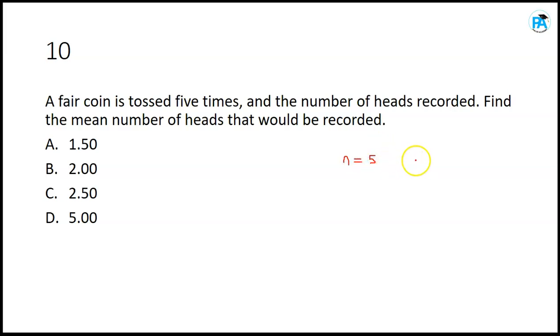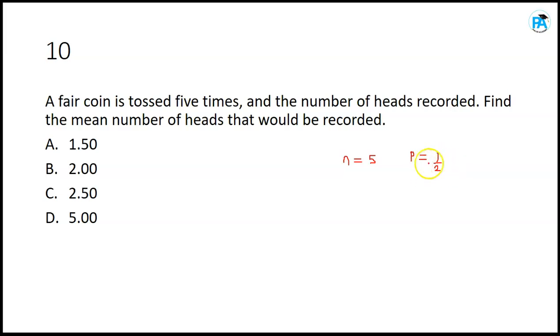Also, do you know you can find p from here? The reason is, they say heads. When you toss a coin once, what is the probability of getting a head? The sample space is two, head or tail, and there is only one head in it, so the probability of getting a head is 1 over 2.